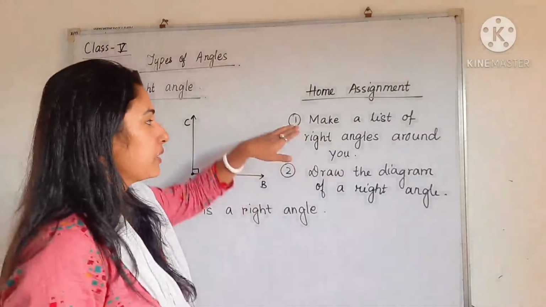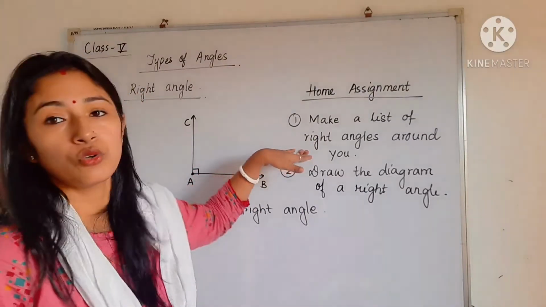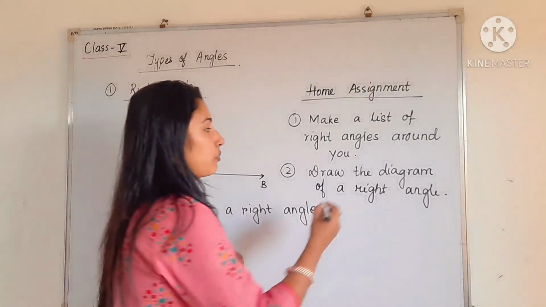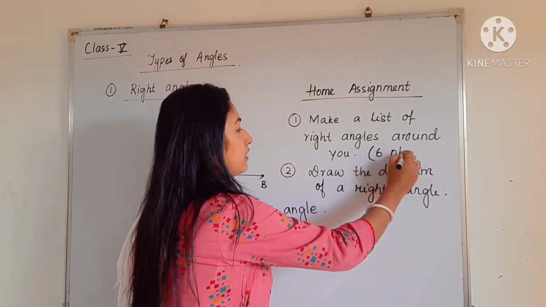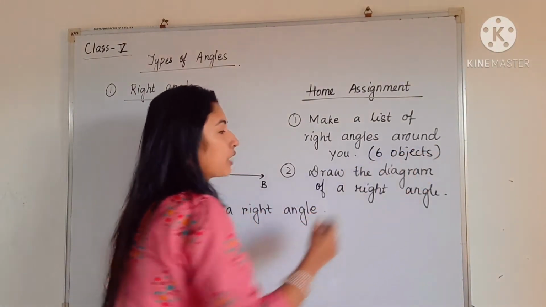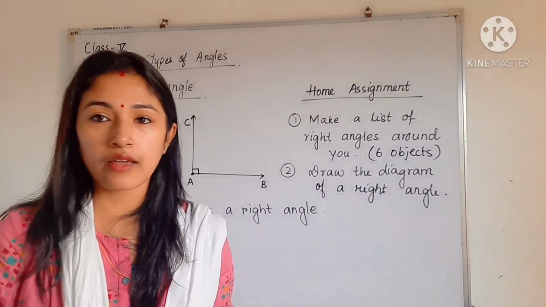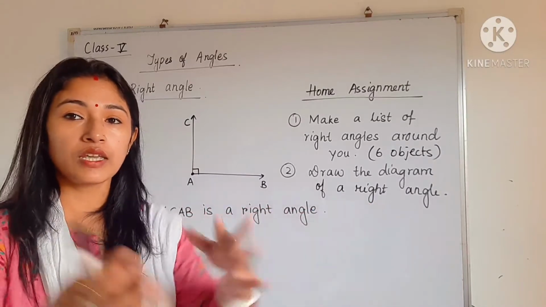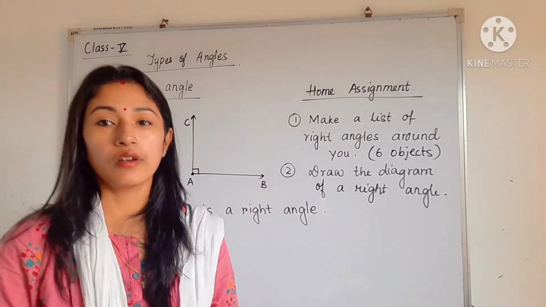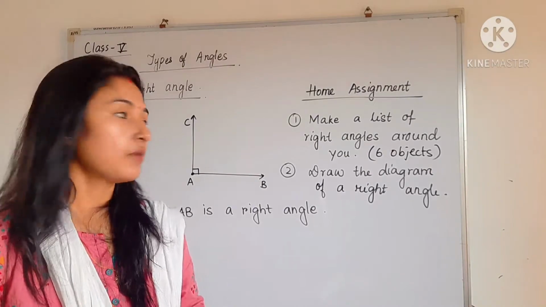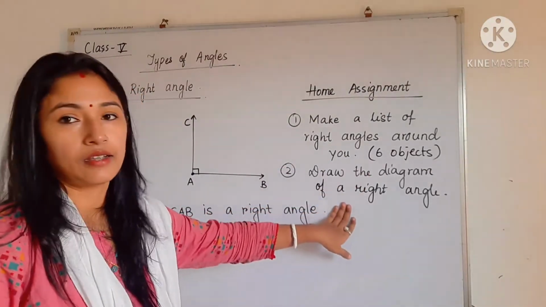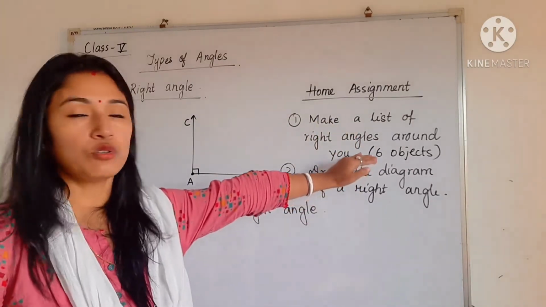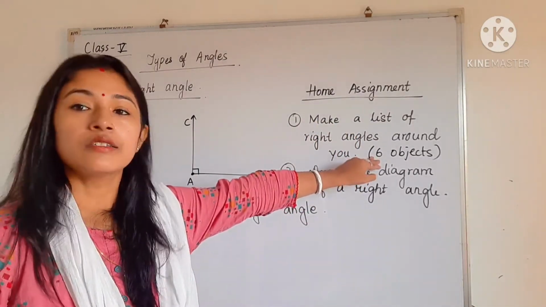The home assignment is to make a list of right angles around you. You have to make a list of 6 objects. If you can draw the diagram, then you can draw the diagram of a right angle, that means of what you are seeing around you, like a door or window. You can make the diagrams and show that it is a right angle. You can draw, or you can write 6 objects.